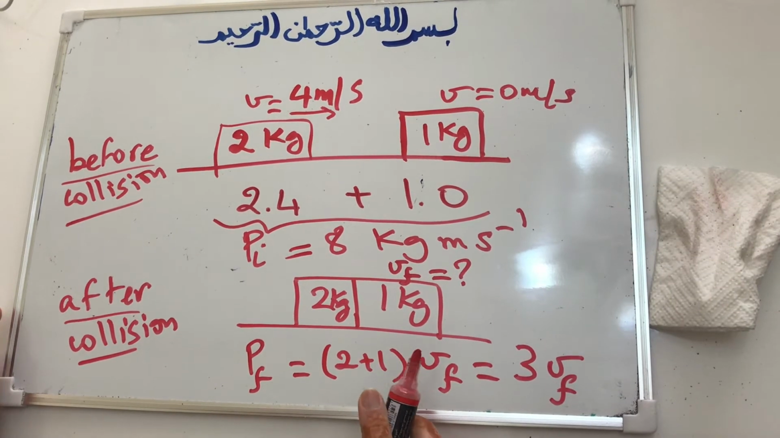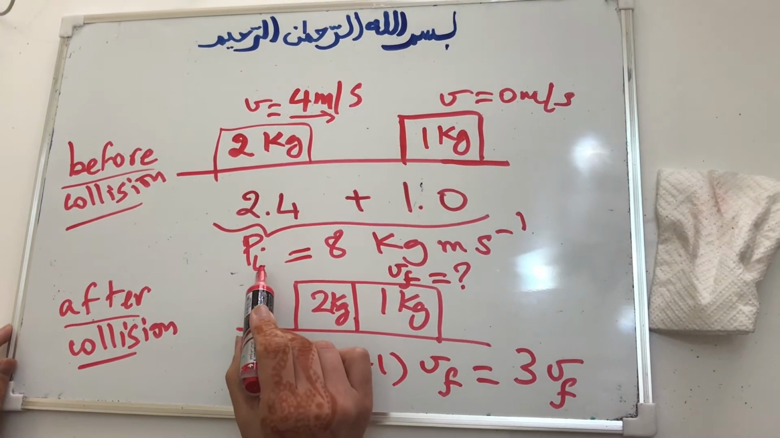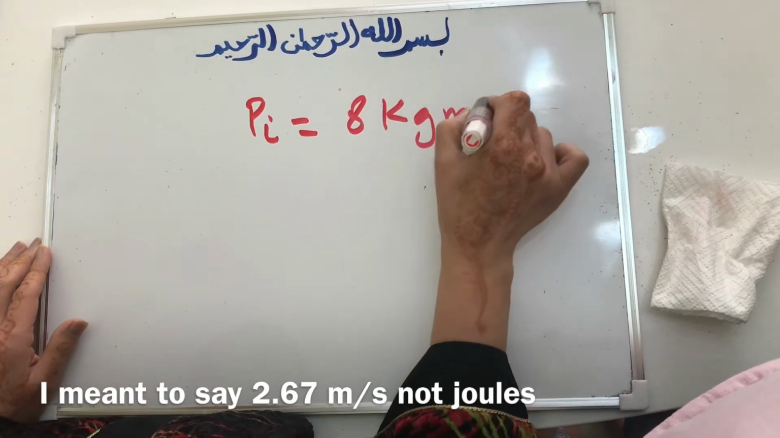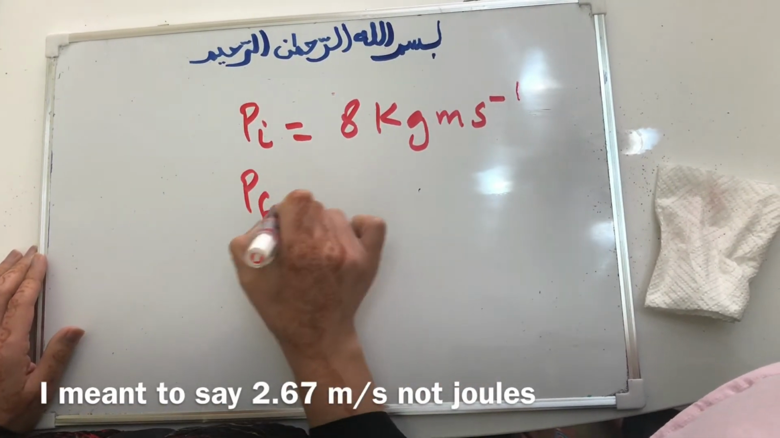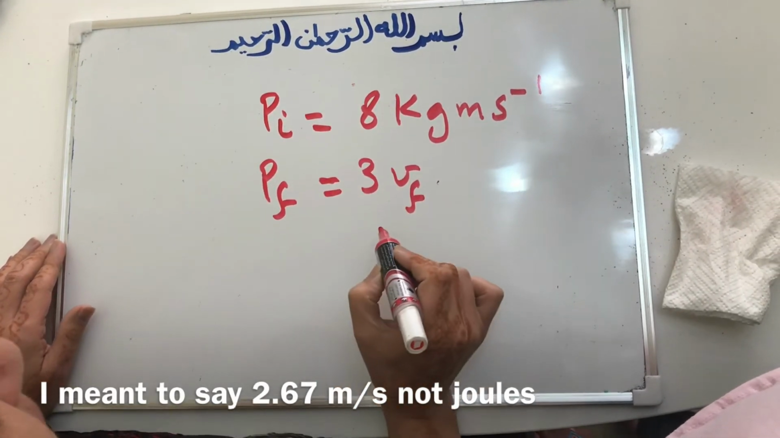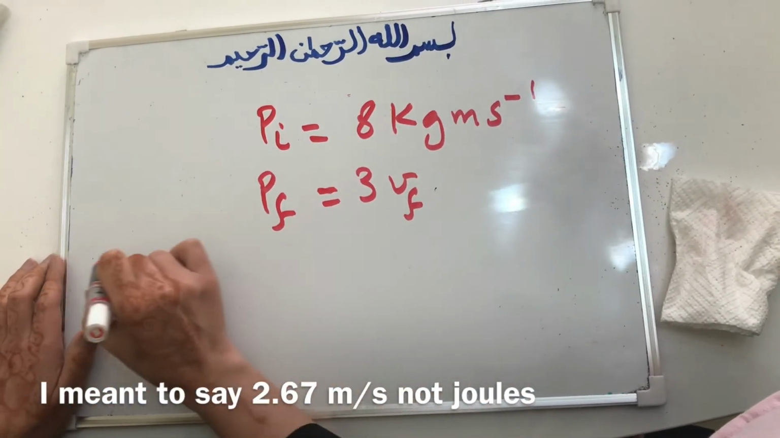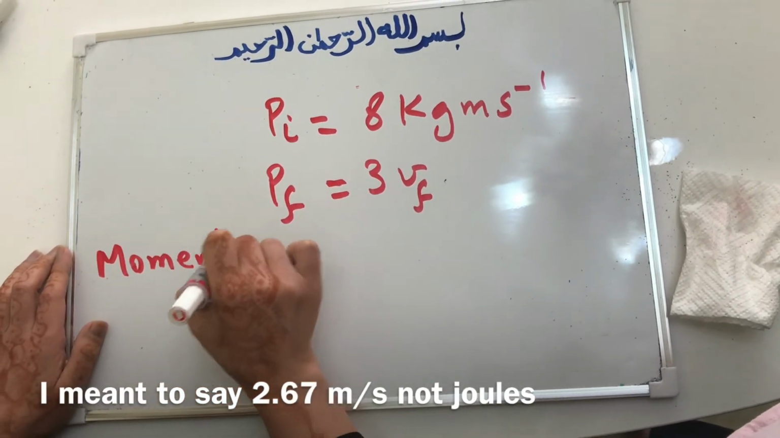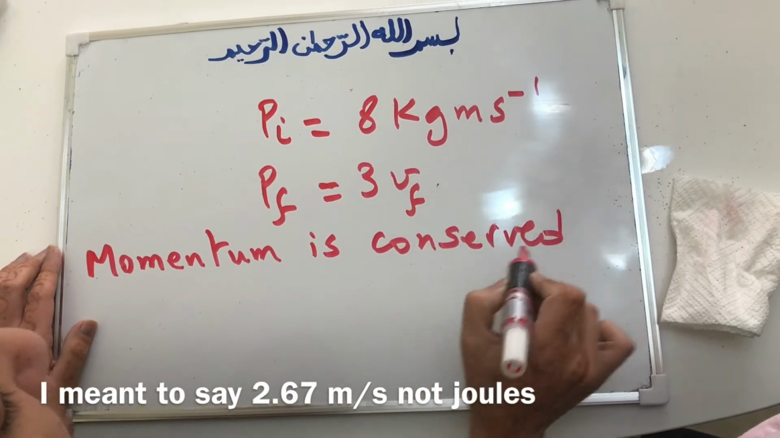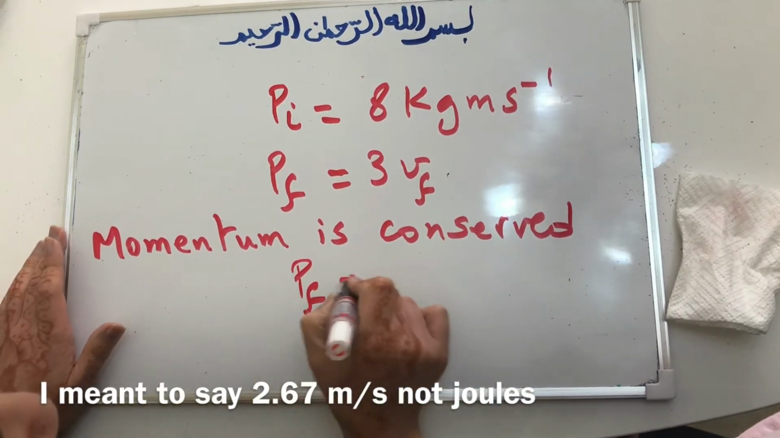Conservation of momentum, which is a very important law in physics, tells me that the P final needs to be the same as the P initial. The P initial was 8 kilogram meter per second. P final is 3 times Vf. Vf is the common velocity here. And if we're after Vf, we need to say, you know what? Momentum is conserved. So if we write that momentum is conserved, I can say Pi equals Pf or Pf equals Pi. It doesn't really matter. It's the same thing.